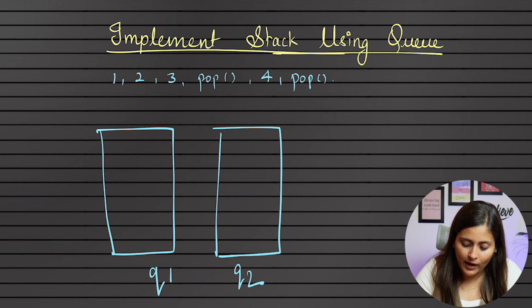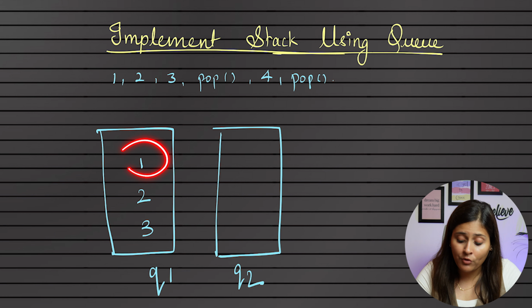First we will push 1, correct? After push 1 we will push 2. After pushing 2 we will push 3, correct? So this is how it will look. But when we pop, we will get 1, but I want 3, correct?